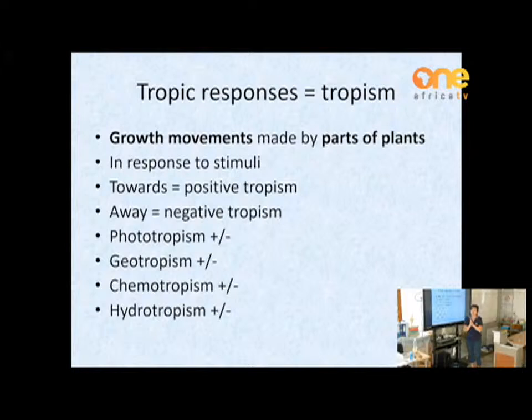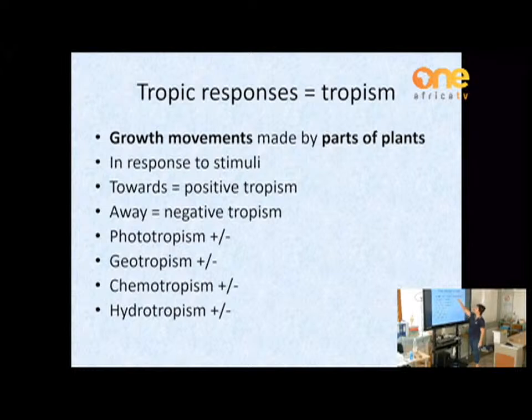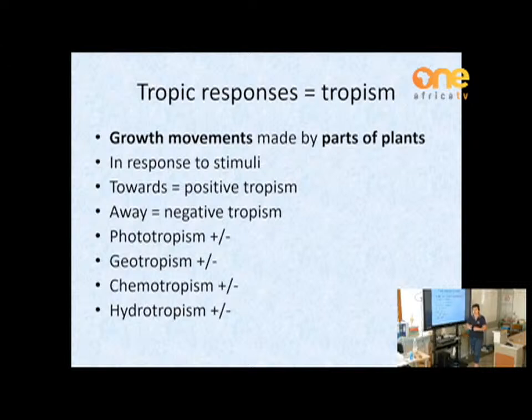So, when we are looking at this ability of a part of a plant to grow towards light, or like the roots that are growing towards gravity, it is called growth movements, and it's made by a part of a plant. Therefore, we say a plant will not move itself out of the soil or its pot. It will only have different parts that will grow in a specific direction. If we have a response towards a stimulus, we will say it's a positive tropism. If it is away, it is a negative tropism.